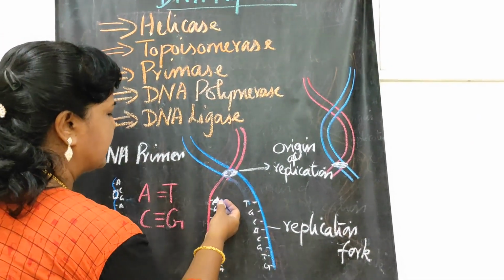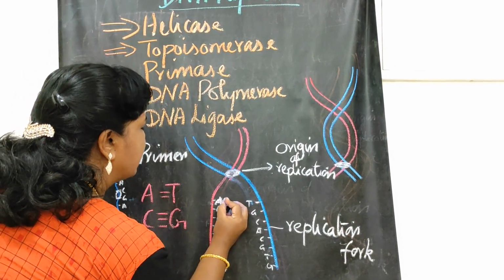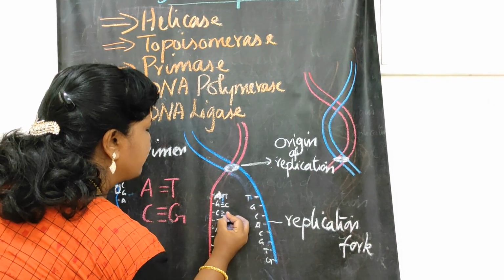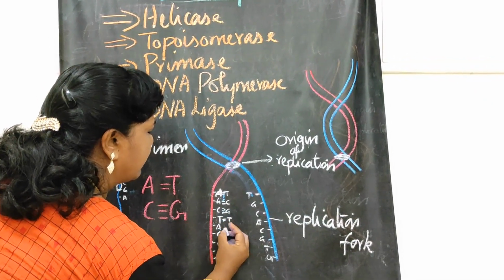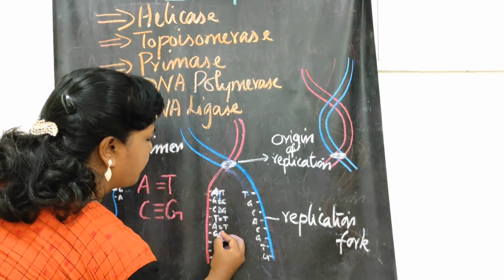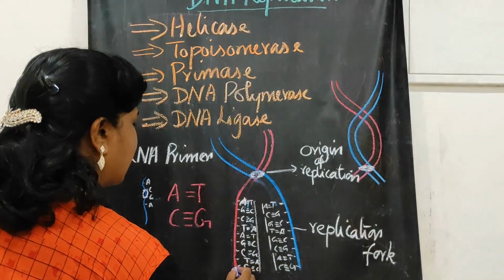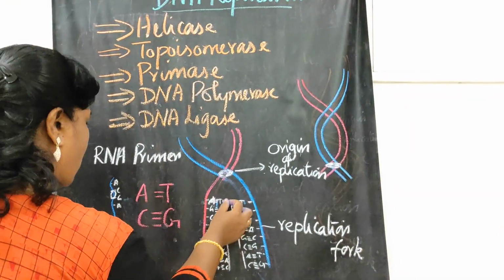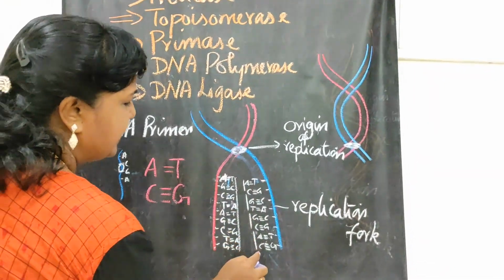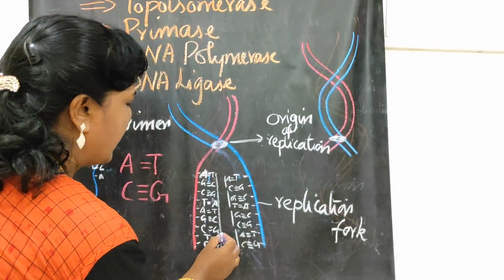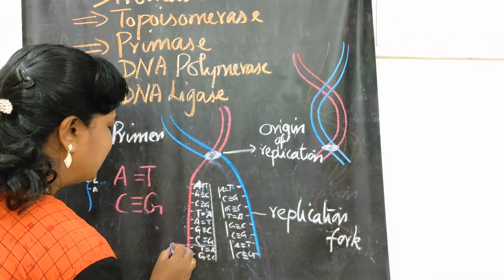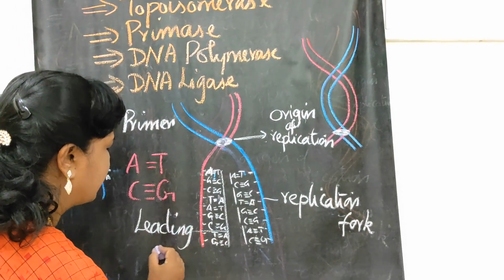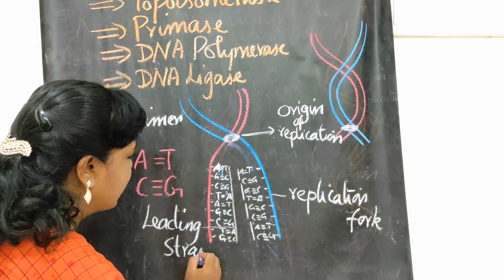So see, here this adenine combines with thymine, guanine with cytosine, cytosine with guanine, adenine with thymine. This is said to be the complementary strand and this is said to be the parent strand. There are 2 complementary strands. One is continuous and one is discontinuous. The continuous one is said to be the leading strand.